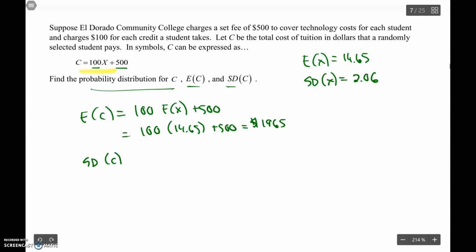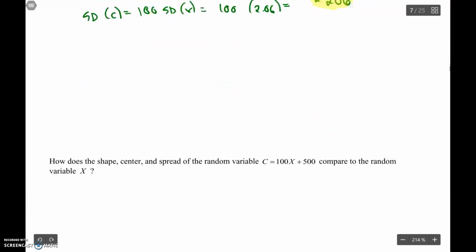Standard deviation, not what you would expect. You do multiply by the 100, however, adding doesn't change the spread. So you just take 100 times the 2.06 and you get $206. So the average tuition is going to be about $2,000 with a standard deviation of about $200.